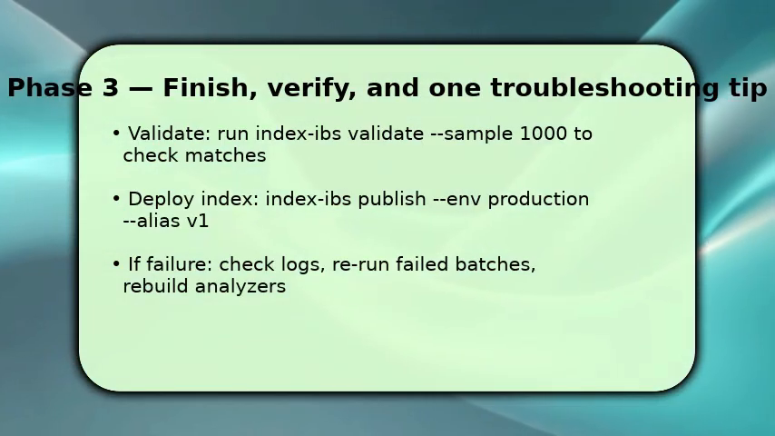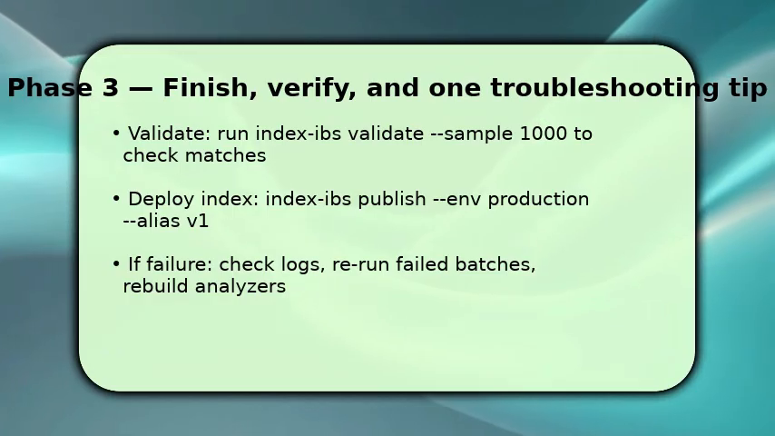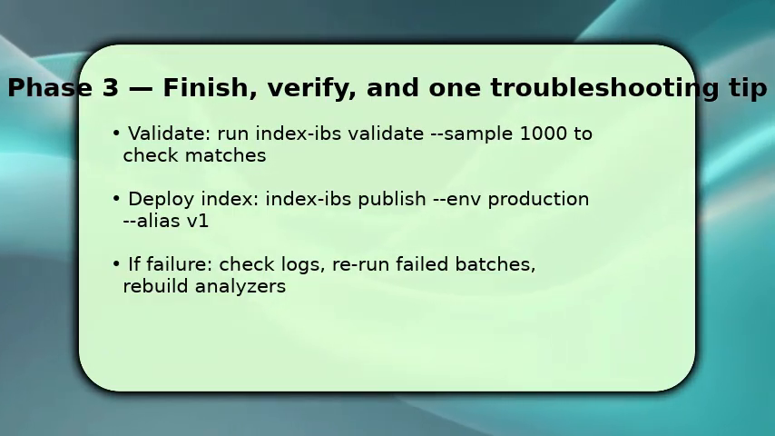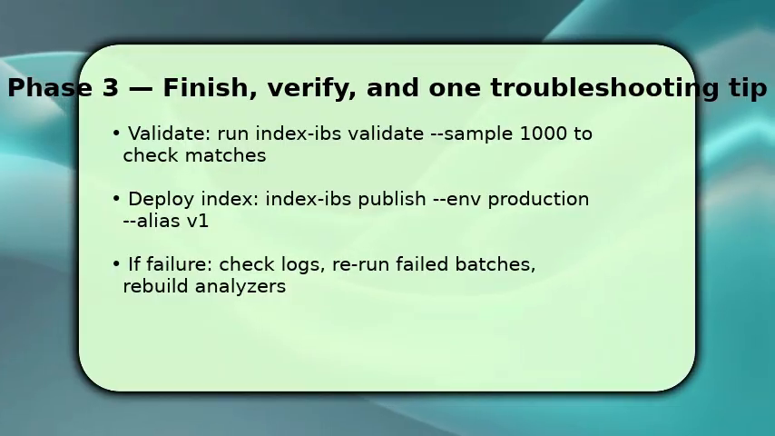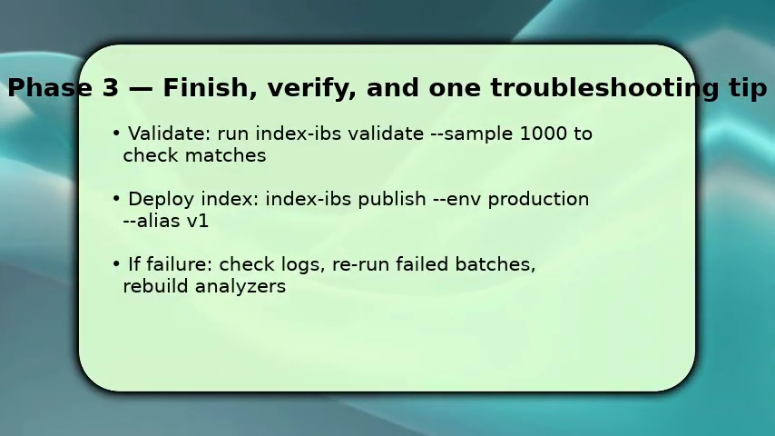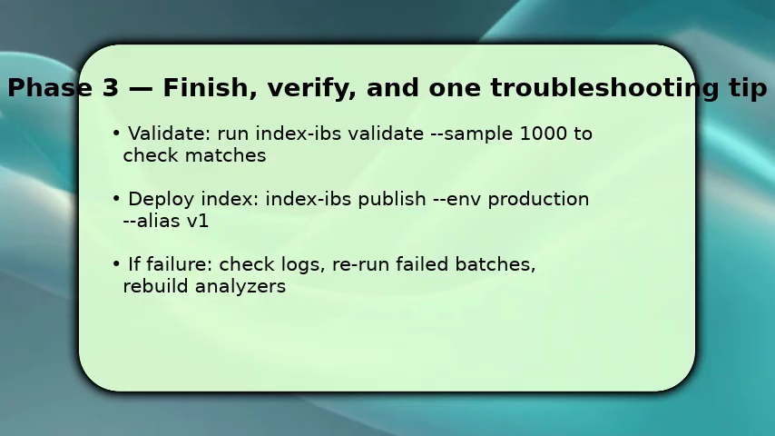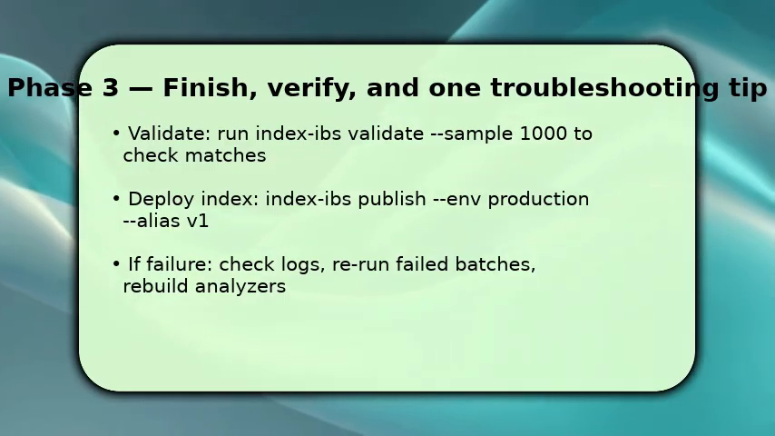You finish by validating and deploying the index. Run the validation command on a sample to confirm fields and search relevance, because this step prevents bad releases. Once validated, publish to production with an alias so you can roll back if needed.